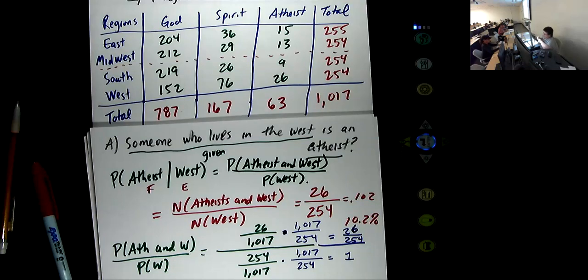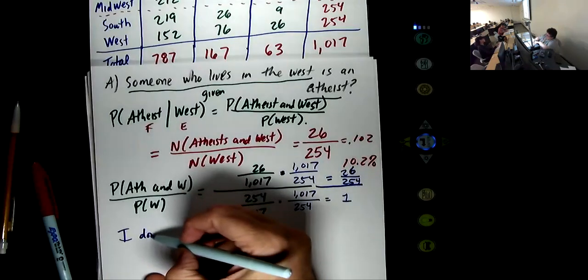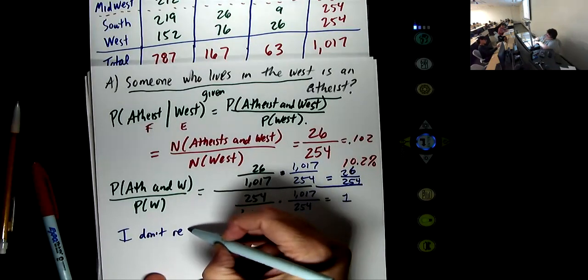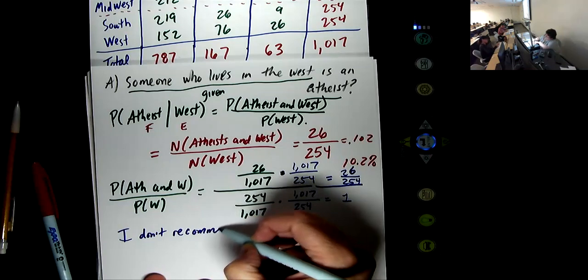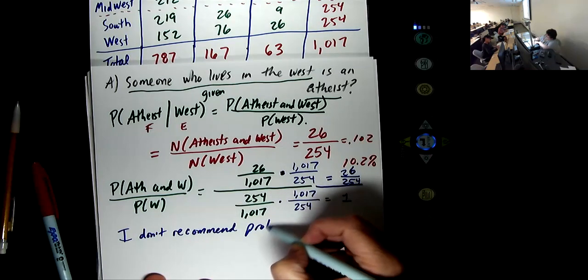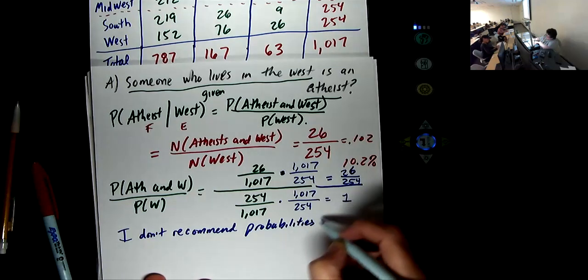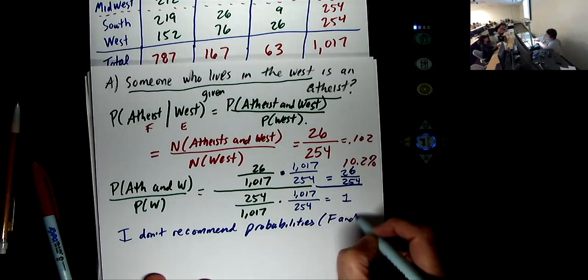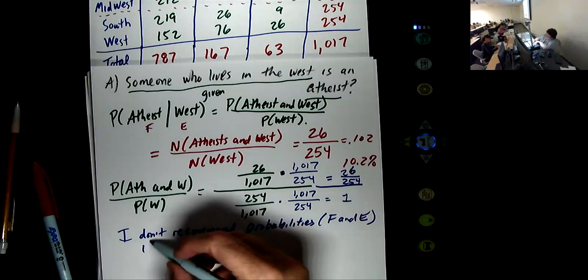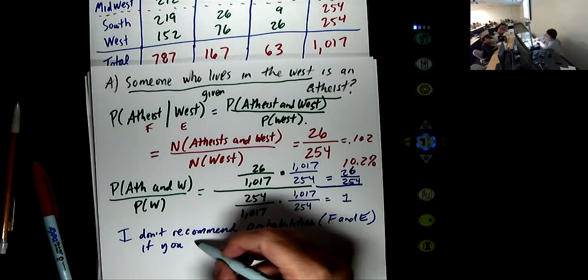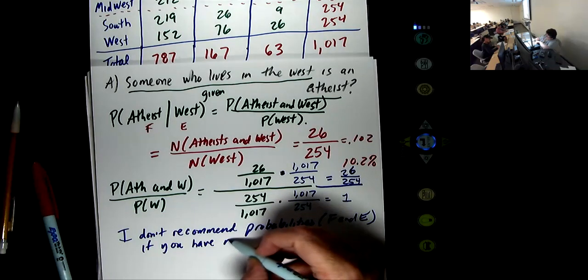So I don't recommend this. I don't recommend probabilities if you have numbers, or F and E kind of thing, if you have the numbers or counts.